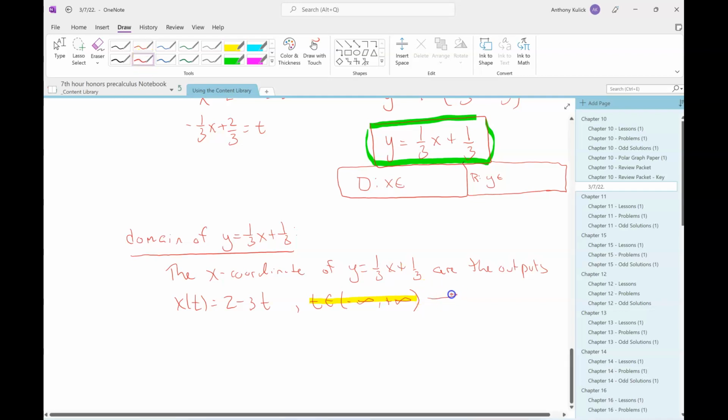So that tells me then the range of x of t, our parametric equation for x, is the domain for our Cartesian function, y equals 1/3 x plus 1/3.